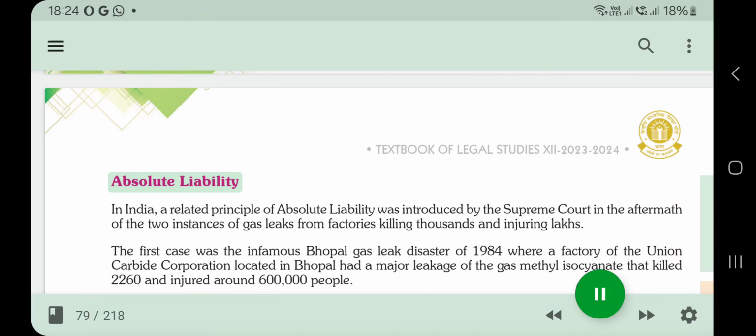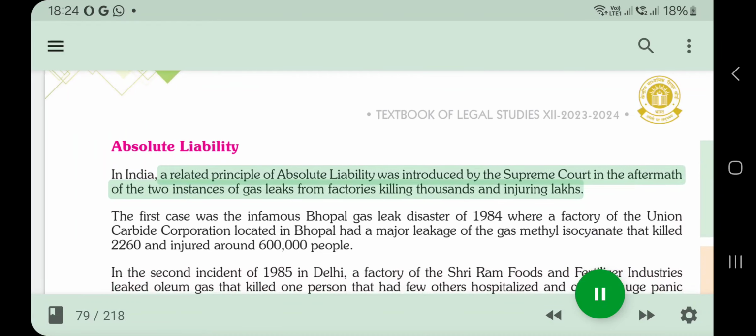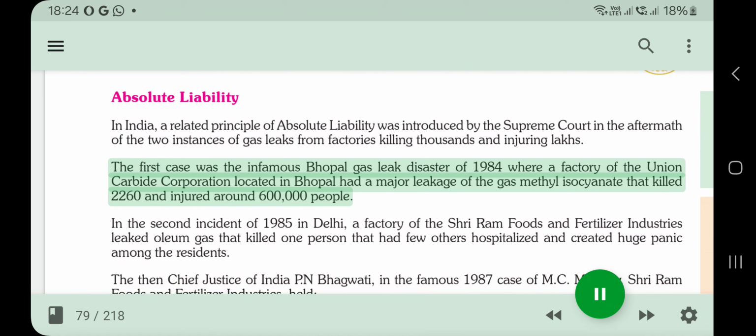Absolute liability. In India, a related principle of absolute liability was introduced by the Supreme Court in the aftermath of the two instances of gas leaks from factories killing thousands and injuring lakhs. The first case was the infamous Bhopal gas leak disaster of 1984, where a factory of the Union Carbide Corporation located in Bhopal had a major leakage of the gas methyl isocyanate that killed 2,260 and injured around 600,000 people.